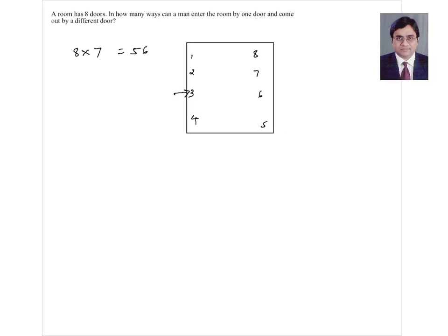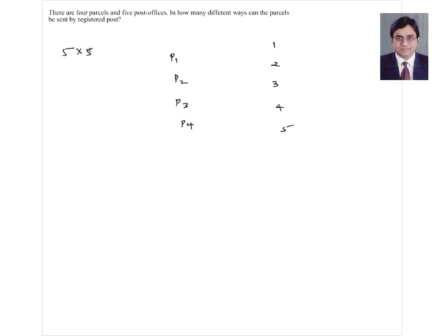It's not like the door type of problem, where choices became less after one choice was made. It's not like that. Here 5 remains 5. Third parcel also has 5. Fourth has 5. That's it. And it is registered post, that's why somebody has to go to the post office. 625. If there is any question, then let me know.